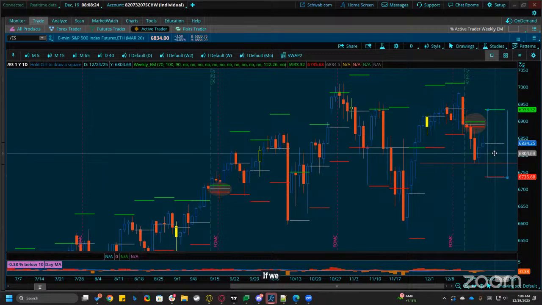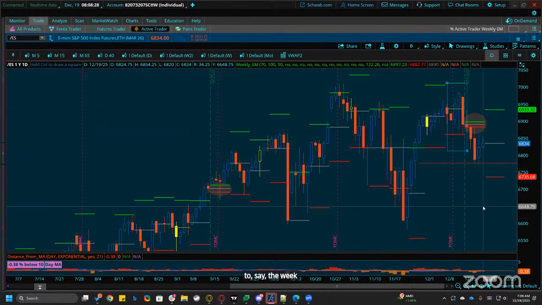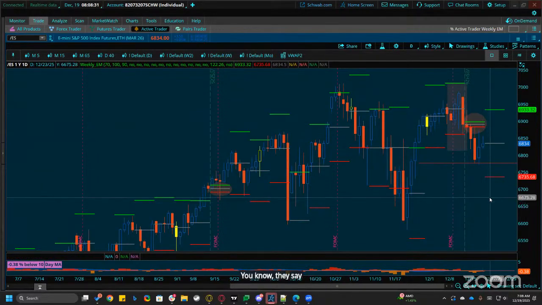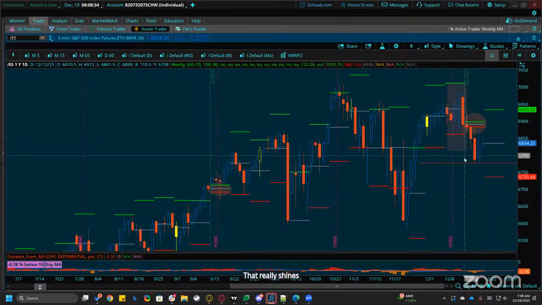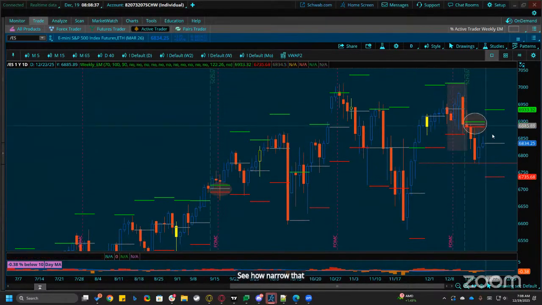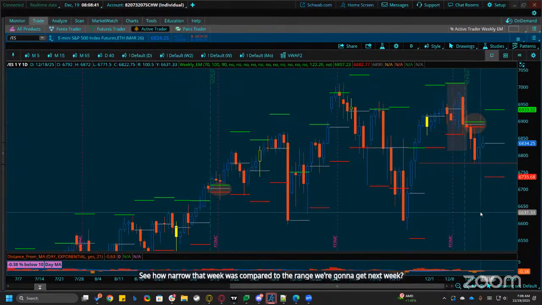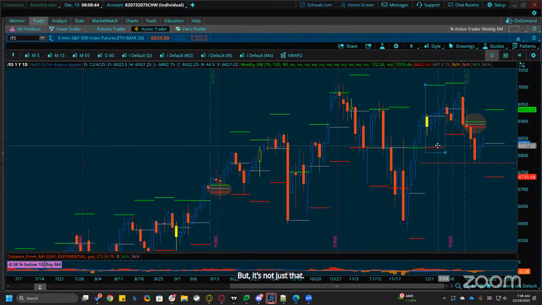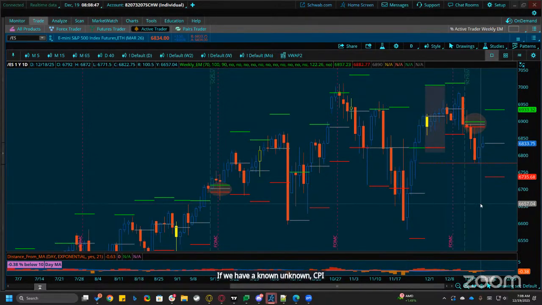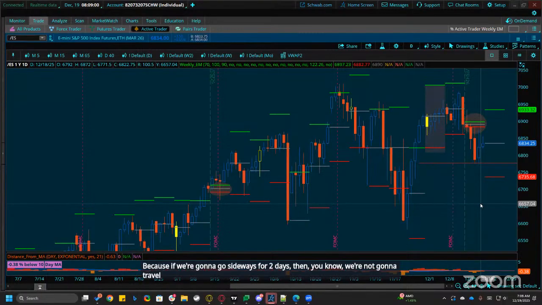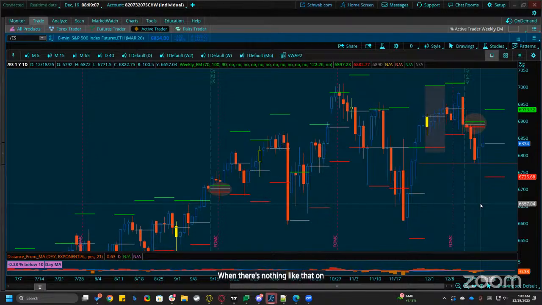If we compare the next week to, say, the week where we had FOMC, they say FOMC is volatility suppressing. That really shines right there. That's a great example of it. See how narrow that week was compared to the range we're going to get next week. But it's not just that. If we have a known unknown, CPI, PPI, FOMC, non-farm payrolls, the markets will price in a sideways week. They'll price in a smaller weekly expected move. Because if we're going to go sideways for 2 days, then we're not going to travel as far in the other 3 days. When there's nothing like that on the books, then they focus on more of the volatility aspect.